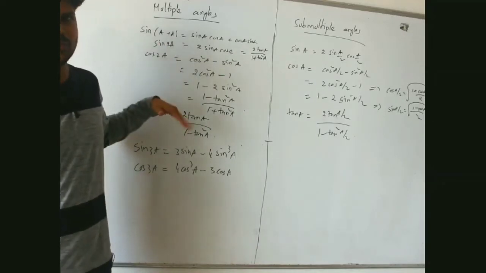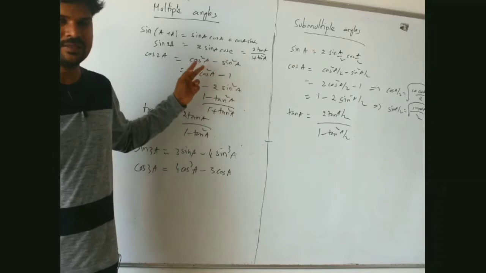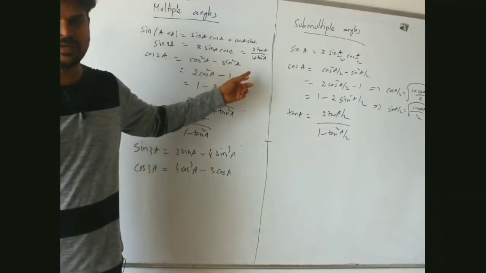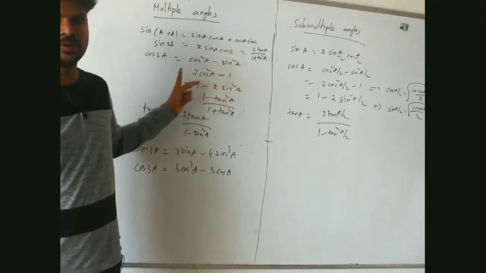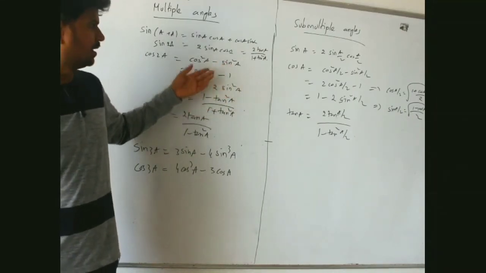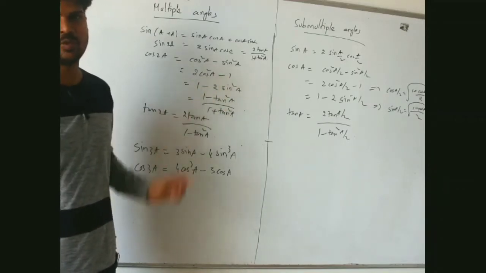Similarly, if you apply for cos 2A, you will get cos square A minus sin square A. If you apply the identity sin square A plus cos square A is equal to 1, and in place of sin square A you replace 1 minus cos square A, you will get 2 cos square A minus 1. Similarly, apply that identity again, you will get 1 minus 2 sin square A. All these are different versions of cos 2A.